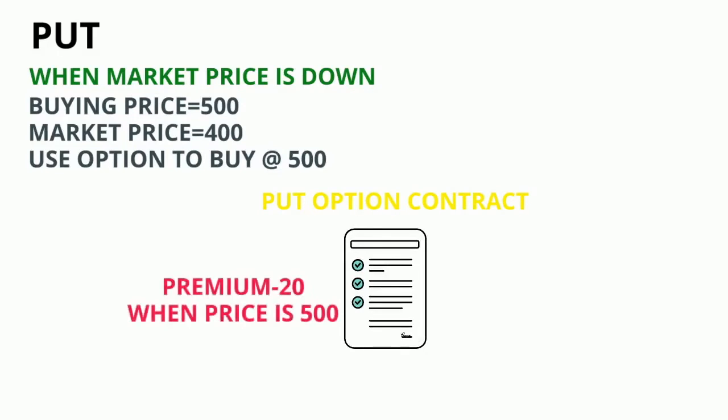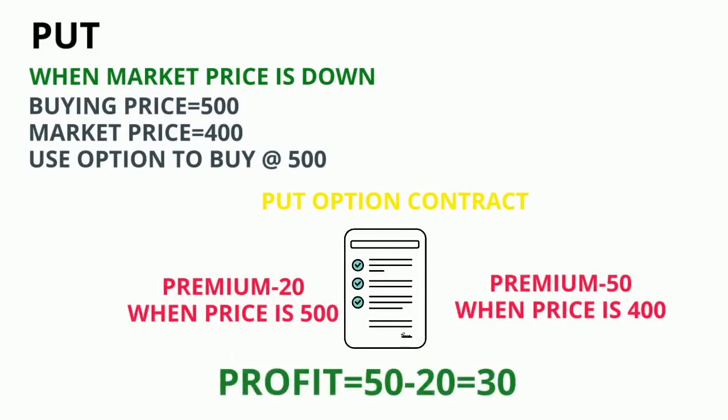And if the price goes down, the value of the option rises. So let's say the put option value is 50. Do you think investors are ready to pay? Obviously, in order to minimize the loss. So in this case, you have not bought any shares. You have only bought and sold the put options and made a profit of 30 rupees.